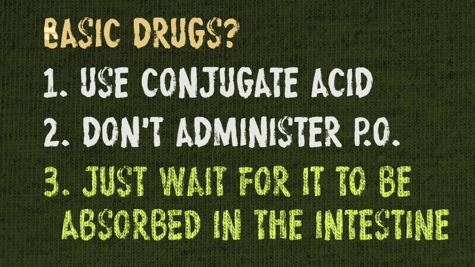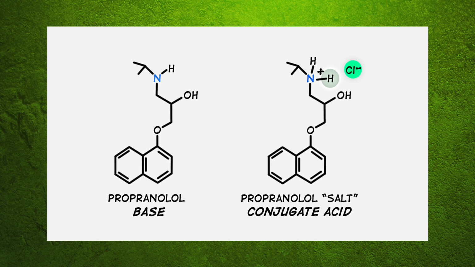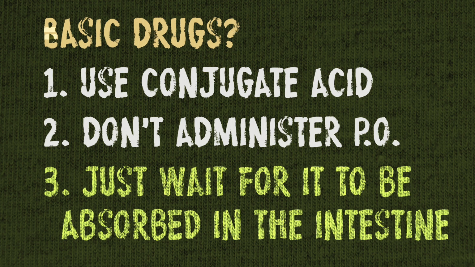Well, what about basic drugs? Well, if we want to administer a basic drug, we have two options. We can either administer a conjugate acid of that basic drug. So, for example, a basic drug like propranolol would be poorly absorbed in the stomach, but its conjugate acid in the form of propranolol HCl is absorbed just fine. Another thing we can do is to just administer the drug some other way, parenterally or topically, IV, inhaled, whatever, and just bypass the whole business in the stomach. Or you can just wait for it to be absorbed by the intestine.